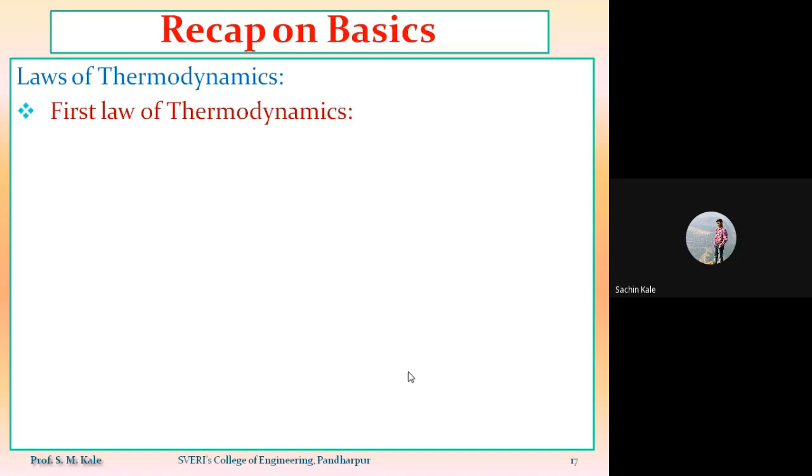Can anybody tell me the first law of thermodynamics? Yes, say it. The energy can neither be created nor destroyed during a process. It can be converted from one form to another form. Okay. Energy can neither be created nor destroyed in a process, but it can be transferred from one location or one form to another form. So this is also called the law of conservation of energy. So this is one statement related to the first law of thermodynamics.